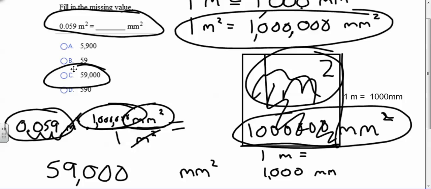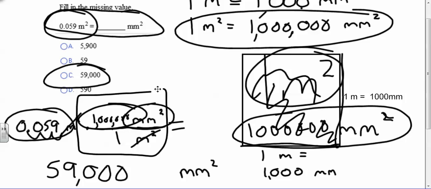And all we did is we took what was given, 0.059, and we multiplied it by a form of 1, which some people call a unit fraction, with the units that we wanted to divide out on bottom and the unit that we wanted to remain on top, and we multiplied it out, and we got 59,000 square millimeters.